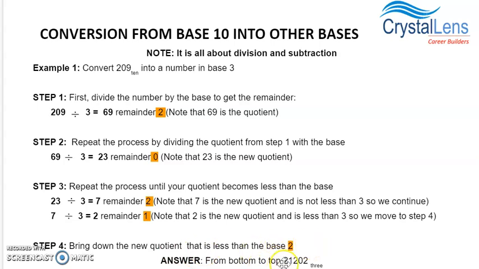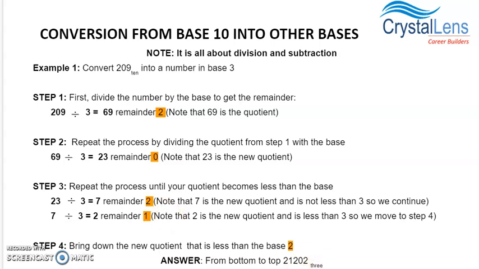Now, to get our final answer, it is important that you begin from the bottom up. So rather than counting 2, 0, 2, 1, 2, remember all we need is the remainder. So we are doing 2 from the bottom, 1, 2, 0, 2. So our final answer is 2, 1, 2, 0, 2 in base 3.